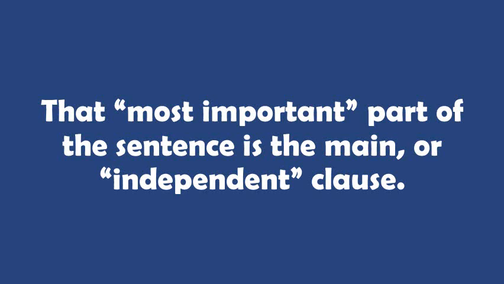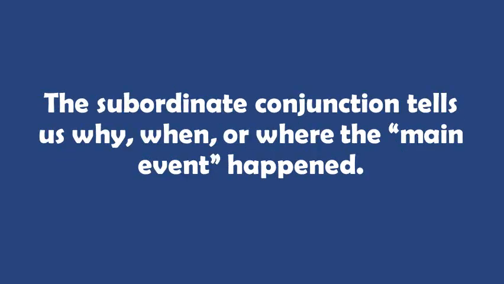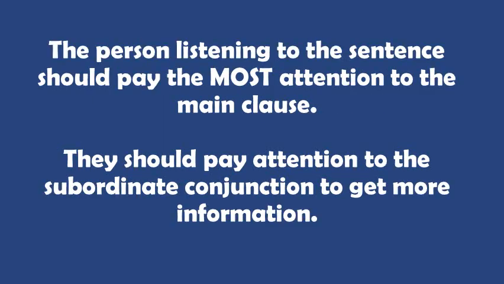The most important part of the sentence is the main or independent clause, while the subordinate conjunction that's in the subordinate clause tells us why, when, or where the main event that's described in the independent clause happened. That means that the person listening to the sentence should pay the most attention to that main or independent clause. They should pay attention to the subordinate conjunction just to get more information about that main clause.